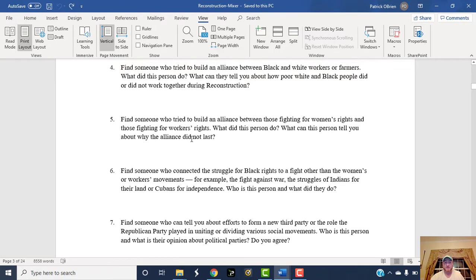Number 4, find someone who tried to build an alliance between black and white workers or farmers. What did the person do? What can they tell you about how poor white and black people did or did not work together during Reconstruction?